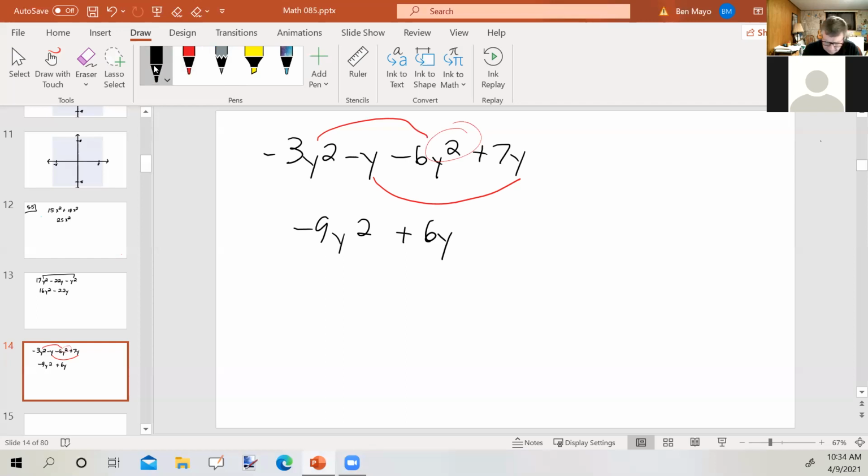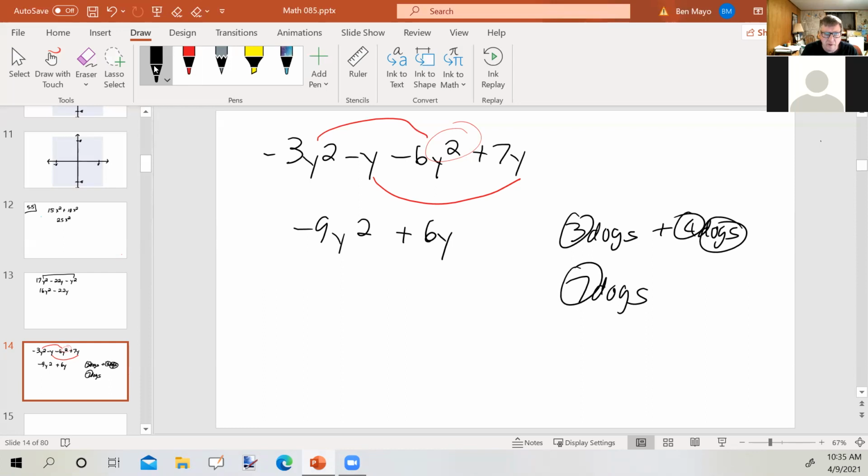Well, let me ask you this. If I've got 3 dogs plus 4 dogs, what have I got? 7. 7 what? Dogs. Right, 7 dogs. So now, did I get rid of this? Not really. It's just that I've got 3 of them plus 4 of them, which is 7 of them. Oh, I see. Okay. So minus 3 of those, minus 6 more of those is minus 9 of those. So it's still there. Okay? Thank you. You're welcome.